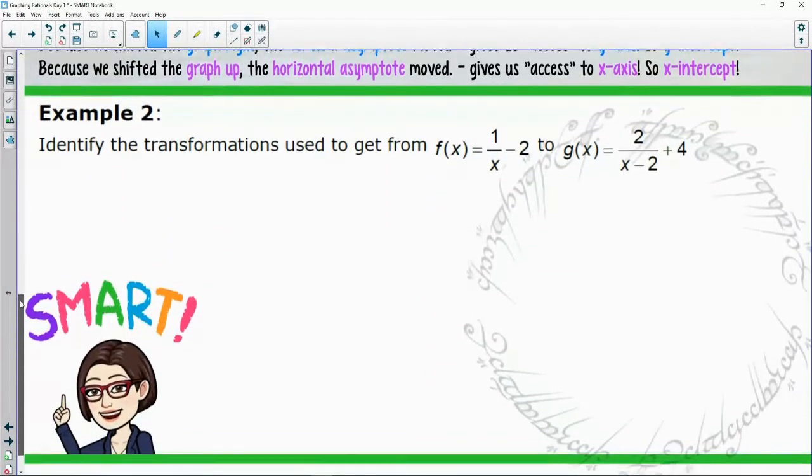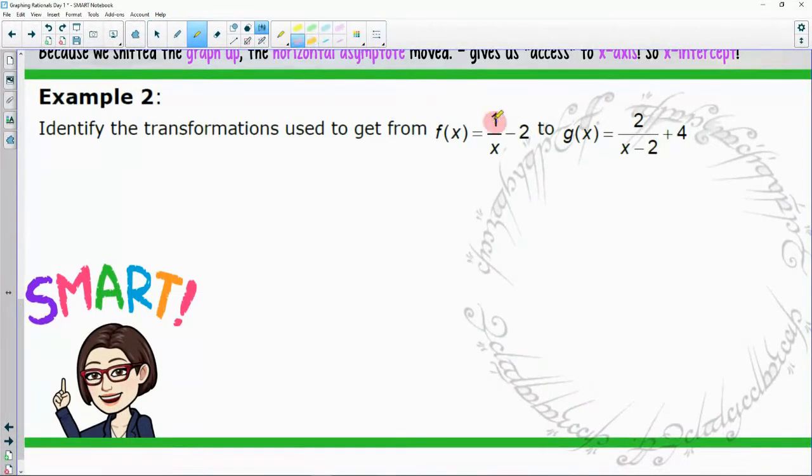So let's take a closer look at this one. I see a 1 has been shifted to a 2. I see the x was by itself, and now it's a -2. I see the -2 is now a +4. Well, if it went from 1 to 2, that looks like that was multiplied by 2. So I have a vertical stretch of 2. So everything got multiplied by 2. Originally, I wasn't shifted anywhere.